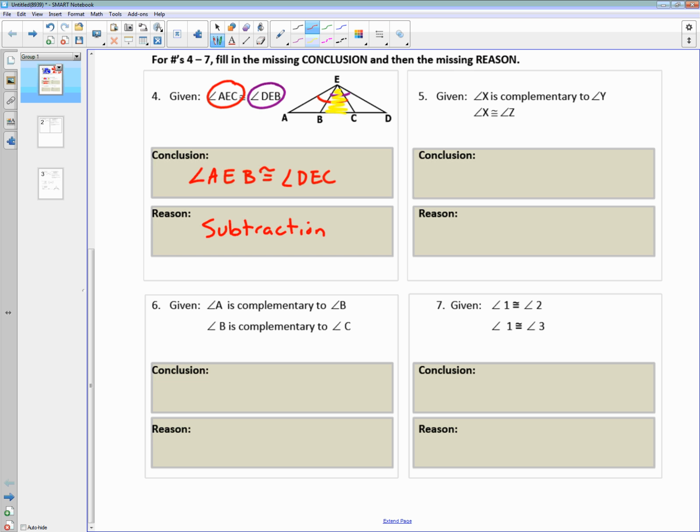In number 5, the first statement is angle X is complementary to Y, and angle X is congruent to Z. So what's happening here is that X and Z are congruent, which means I can replace angle Z anywhere where I see angle X. Well, there's where I see angle X, so I'm going to replace it with angle Z and say that it's complementary to angle X. When you mix and match equal properties, that's just an example of substitution.